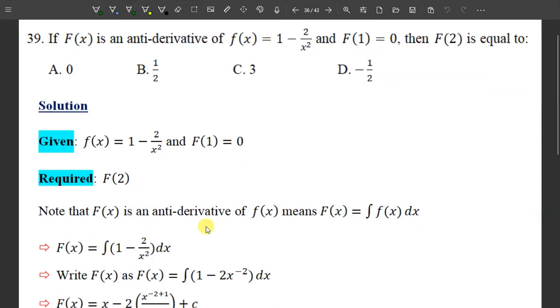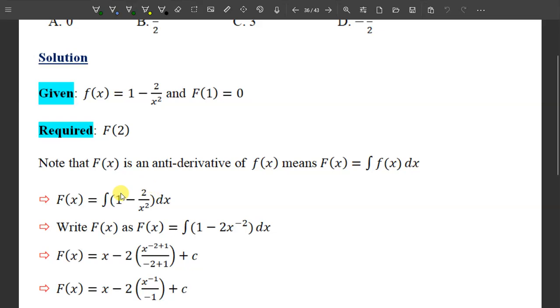Therefore, since capital F(x) is an antiderivative of small f(x), we can write F(x) is equal to the indefinite integral of f(x) dx. Also, f(x) is 1 minus 2 over x squared, and therefore we just integrate this part only.